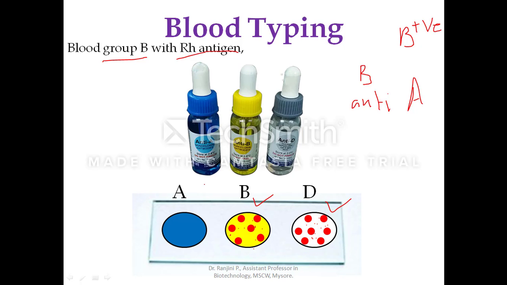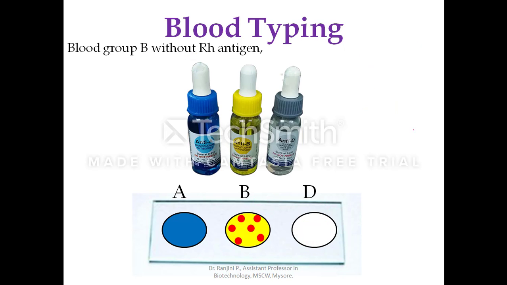So, you have the B antigen on the surface of the RBC and anti-A antisera in the serum. This B antigen interacts with the anti-B antibodies loaded in the circle labeled B. Now, if the person's blood group is B without Rh antigen, his blood shows clumping in the circle labeled B and his D circle will not show clumping. The blood will not interact with the anti-D antisera.